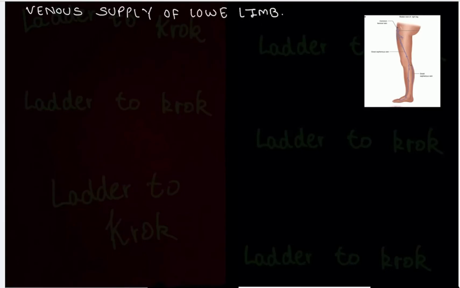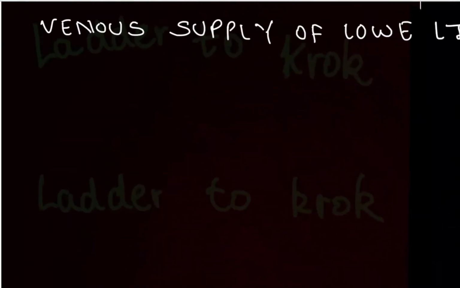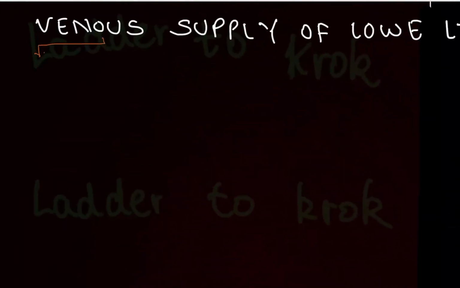Hello guys, welcome back. So let's start with a new topic, that is venous supply of the lower limb. Now, venous supply of the lower limb is divided into two main veins, superficial veins and deep veins. Now deep veins, they are actually same as the main arteries which we had studied in the previous video.